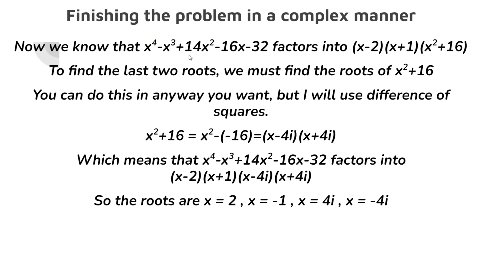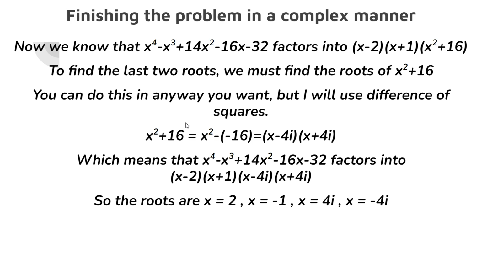Now we know that x to the 4th minus x cubed plus 14x squared minus 16x minus 32 factors into x minus 2 times x plus 1 times x squared plus 16. To find the last two roots, you must find the roots of x squared plus 16. You can do this in any way you want, but I'll use difference of squares. There's a little trick that I use when I have something like this.